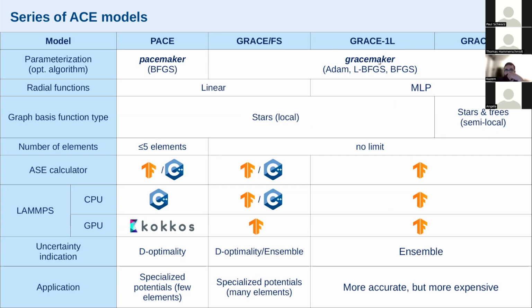These two models only have a TensorFlow implementation, and for the moment they allow only ensemble-based uncertainty indication, but they can be more accurate, though more expensive in terms of computational performance.